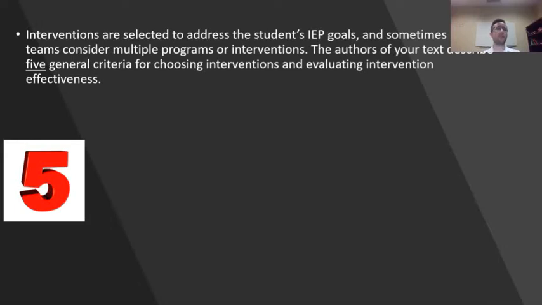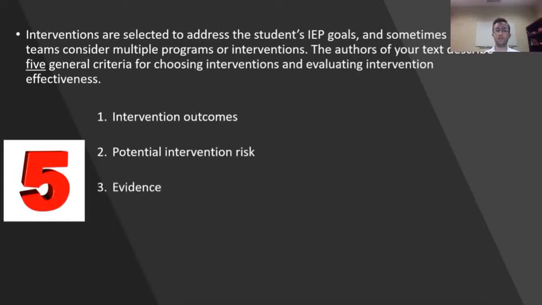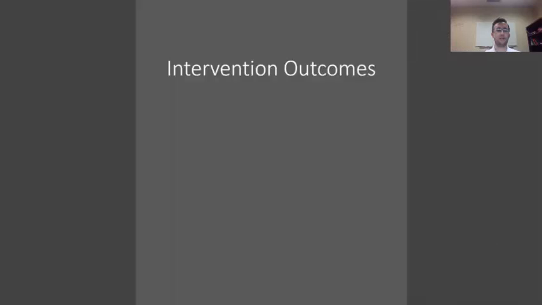Now, interventions are selected to address the student's IEP goals. And sometimes IEP teams consider multiple programs or interventions. And so the authors of your text describe 5 general criteria for choosing interventions and evaluating intervention effectiveness. The first is intervention outcomes. The second is potential intervention risk. The third is evidence. The fourth is considering alternatives. And the fifth is program evaluation. And we're going to look at each one of these in detail.